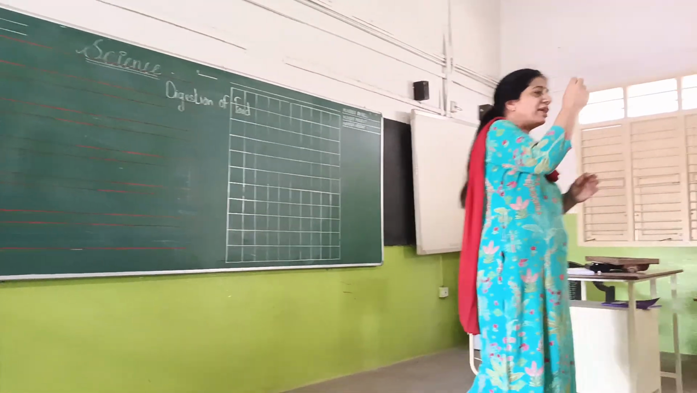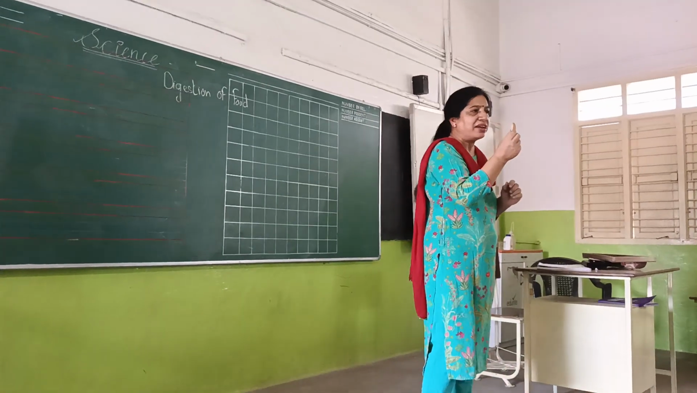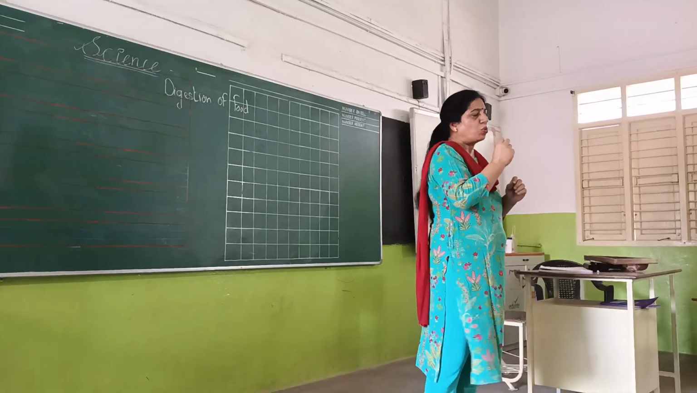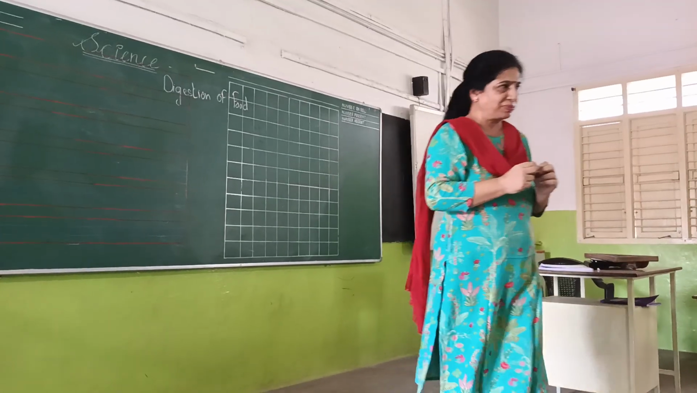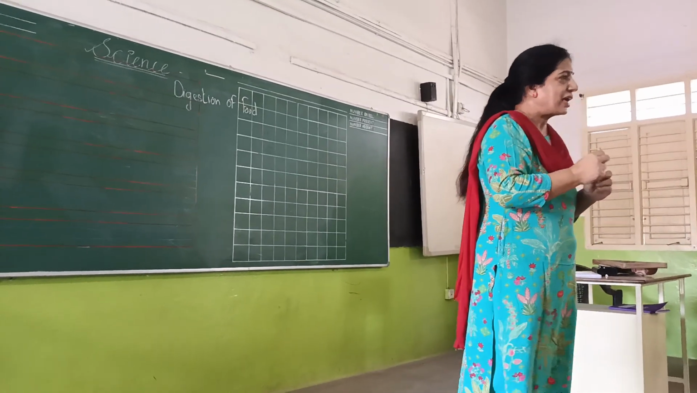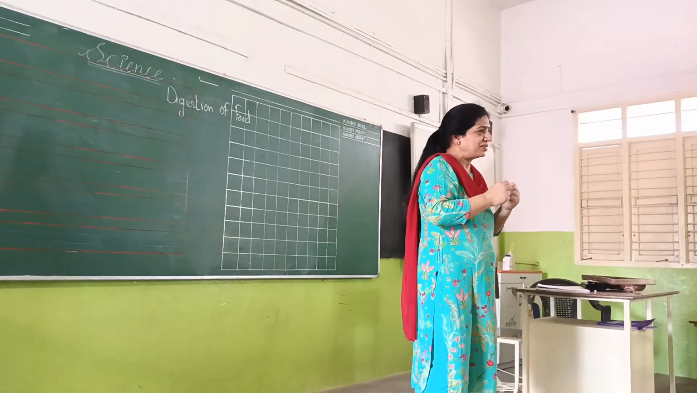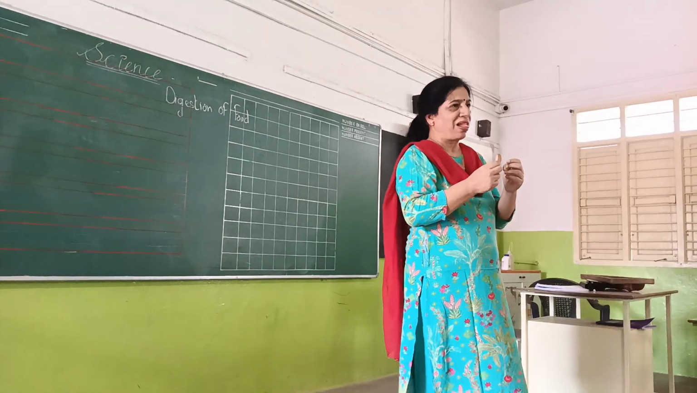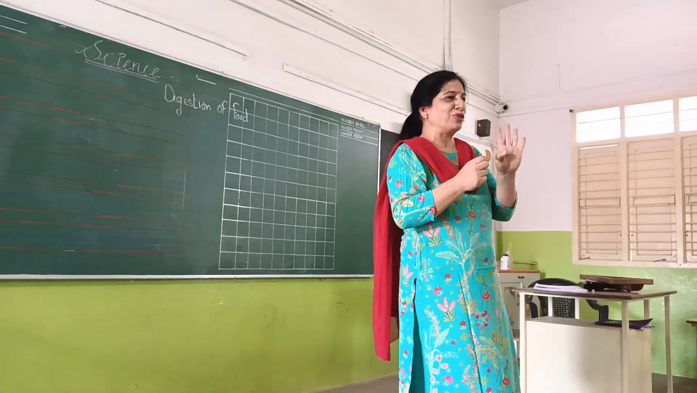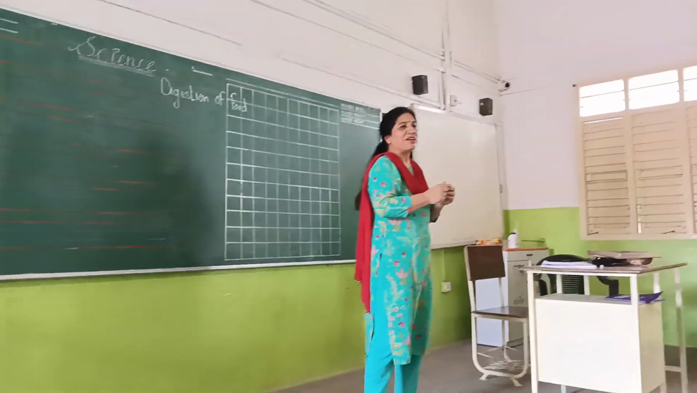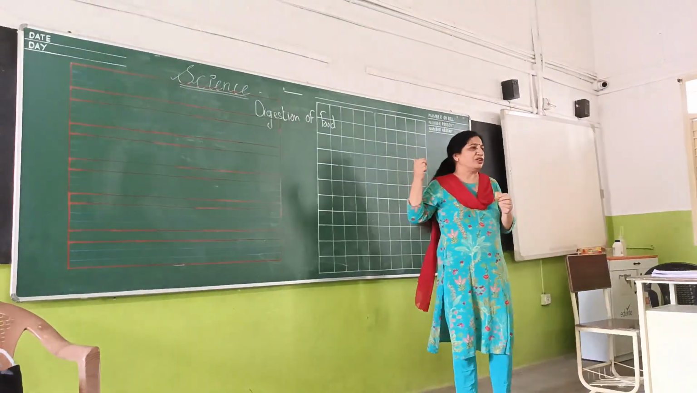Okay. When you had your biscuit in your hand, it was dry. When it went inside your mouth, what happened to the biscuit? It became wet. How did it become wet? Did we pour water? No. How? Saliva. So we are going to see digestion of food.